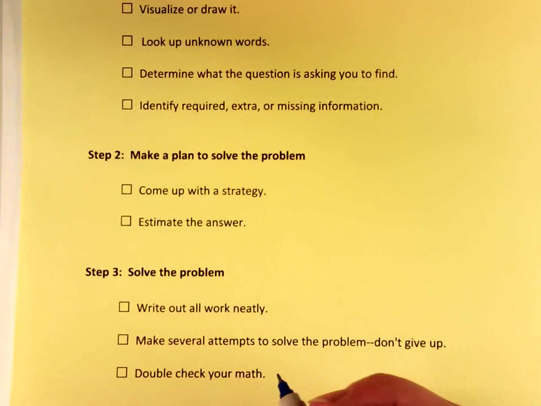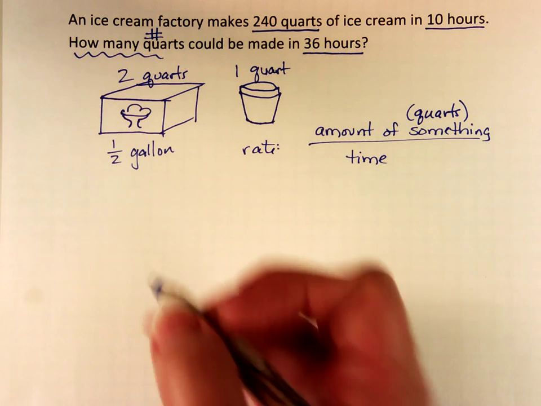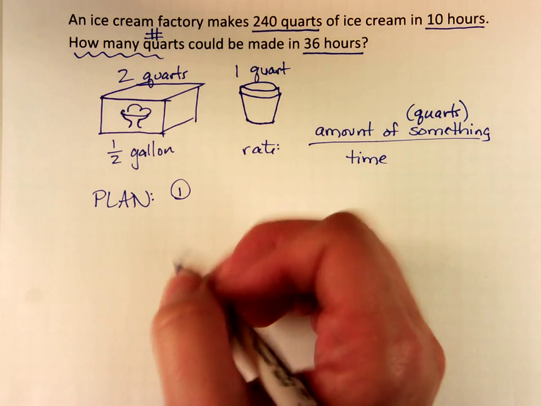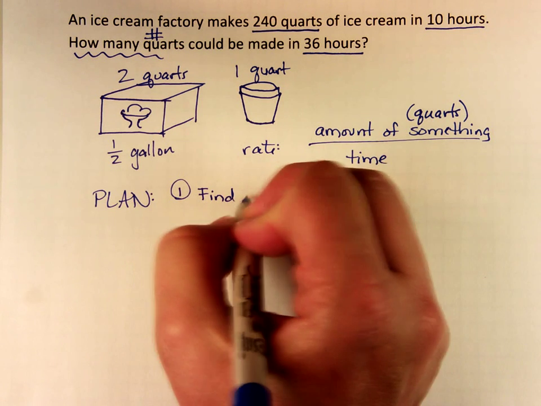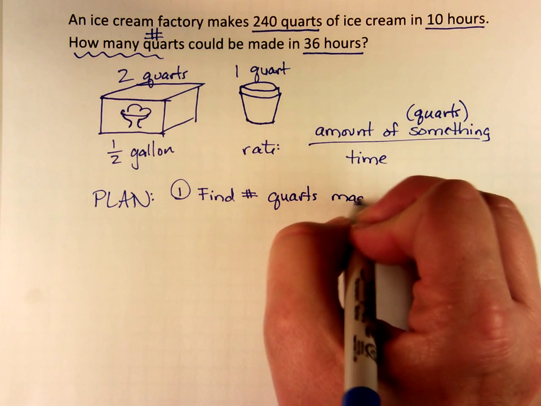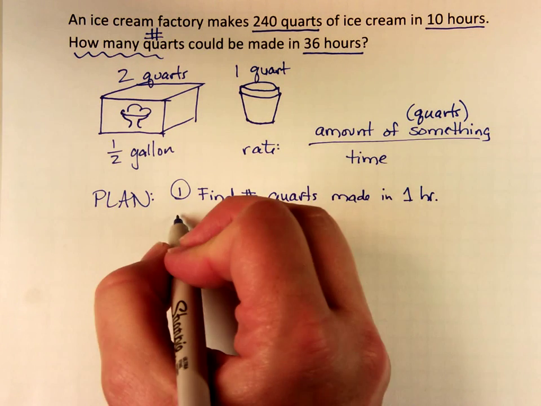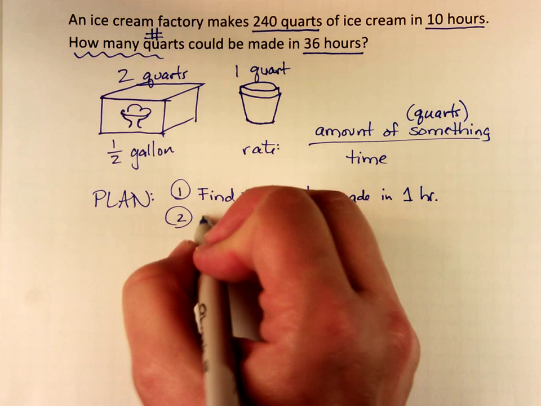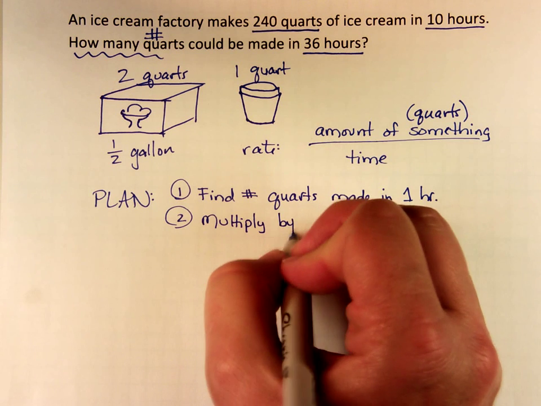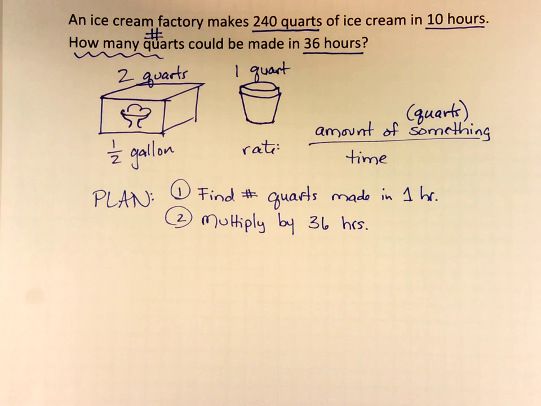Step number 2, make a plan. Come up with a strategy and estimate the answer. Let's just write out our strategy for the plan. Step 1, find the number of quarts made in 1 hour, and we're asked how many could they make in 36 hours. So step 2 is going to be multiply that number by 36 hours. There we are. Now let's talk about our estimate.